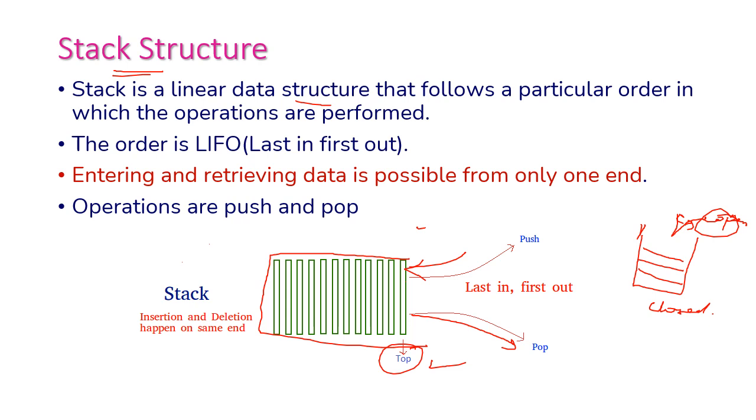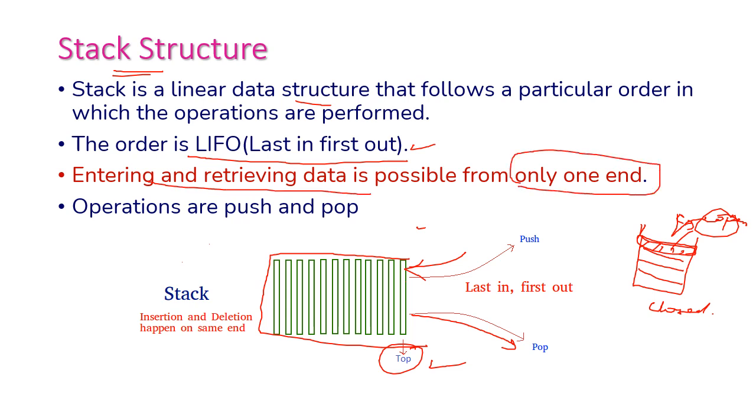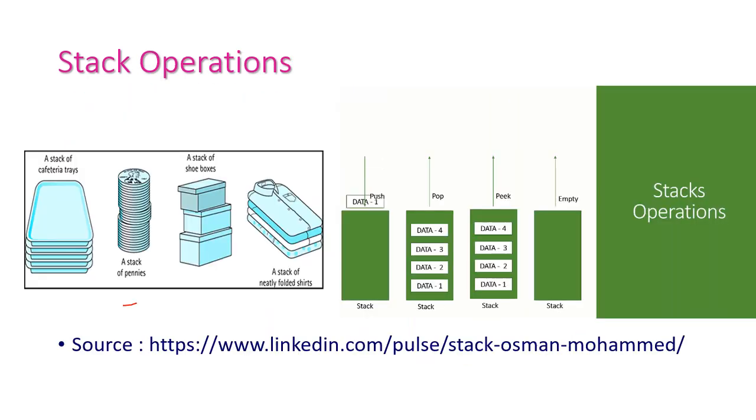So this type of structure is called a last in first out structure, that is, the data which entered last will be served first, right? So this is called a stack data structure, that is, entering and retrieving data is possible only at one end. The operations in the stack are push and pop, that is, push an item into the structure and pop the data item from the structure, right? Insertion and deletion.